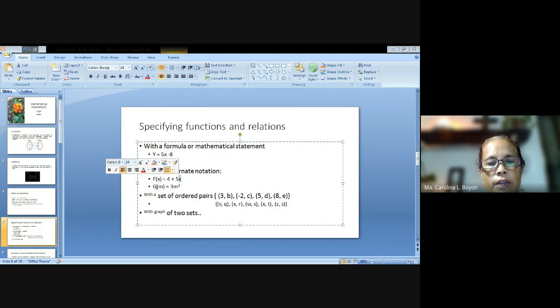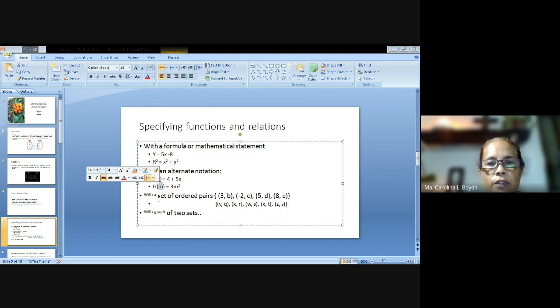So if we have a function g of m is equal to 3m squared, if m in here is given to be negative 2, then we have g of negative 2 will be equal to 3 times the quantity negative 2, close quantity, squared.